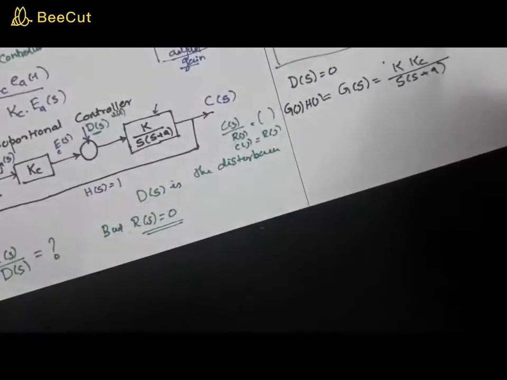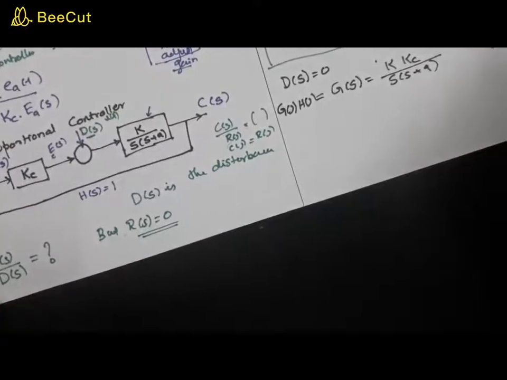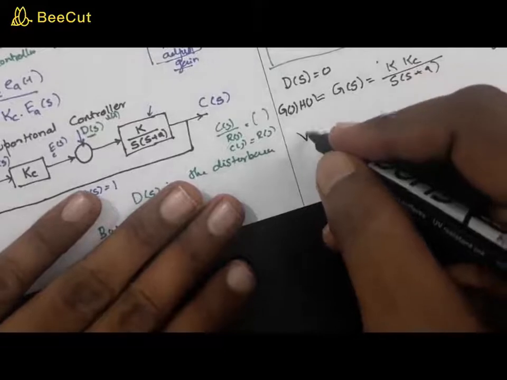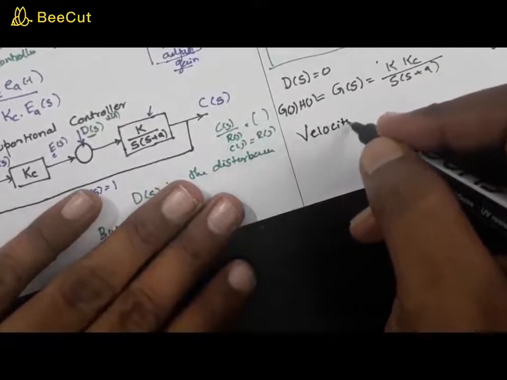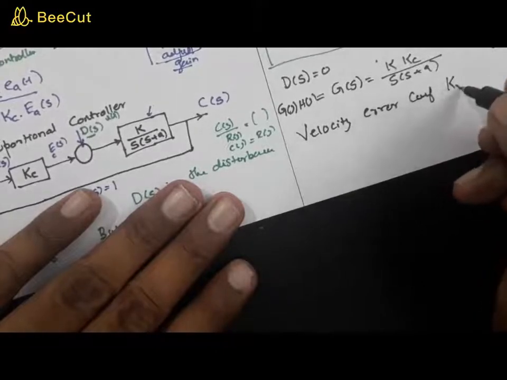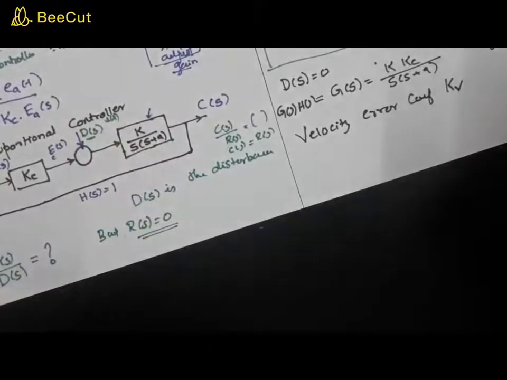So this is your open loop transfer function. Now we have already studied the type of the system and the steady state error. This is a type 1 system, and the static error coefficient that we defined for a type 1 system is the velocity error coefficient, k suffix v. Hope you remember. If you have doubts, you may refer to my previous videos.